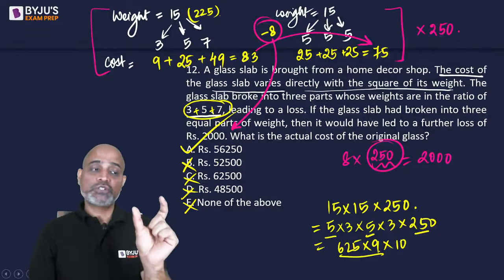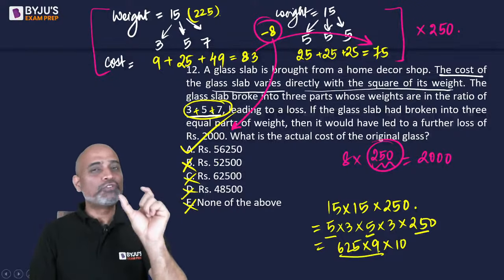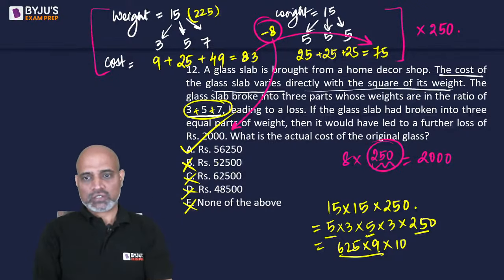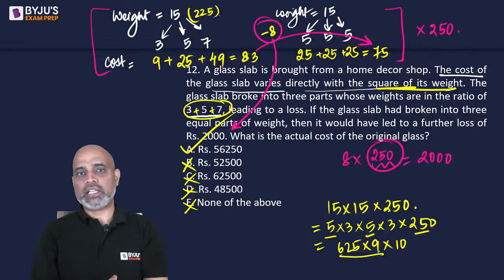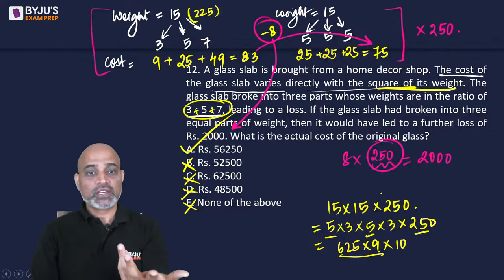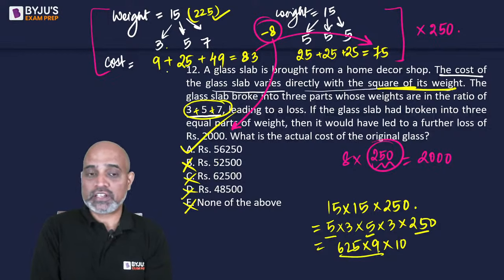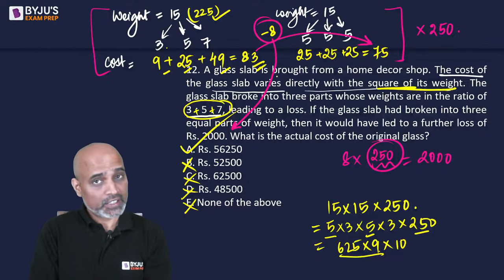So if 15 was the total weight, its price was 15 square. How do I know it was 15 square? Second statement tells us कि square करो. जो भी वेट होगा उसको स्क्वायर करो, पैसा मिल जाएगा उसका, as in what is the cost of that particular part. So 15 का cost 225. When it broke down as 3, 5, 7, the cost turned out to be 9, 25, 49, overall 83.